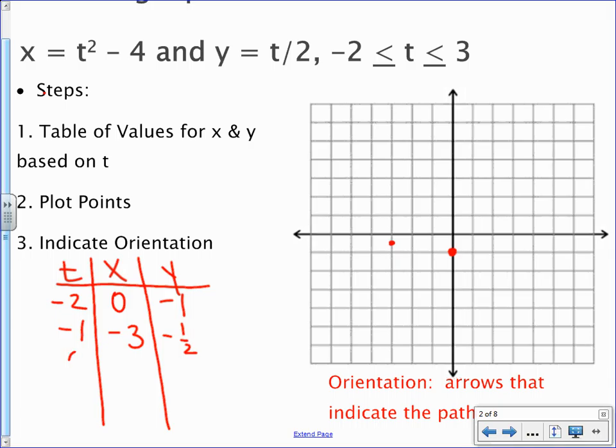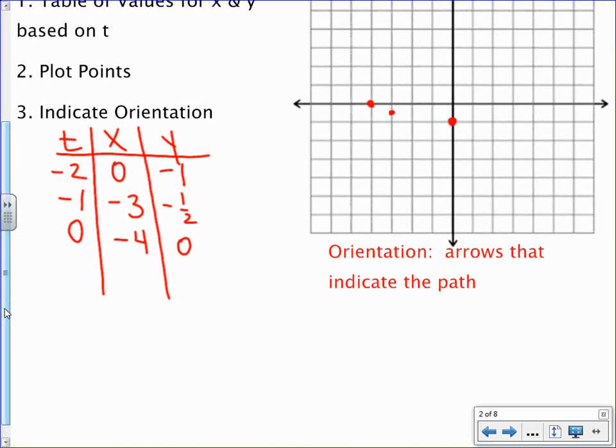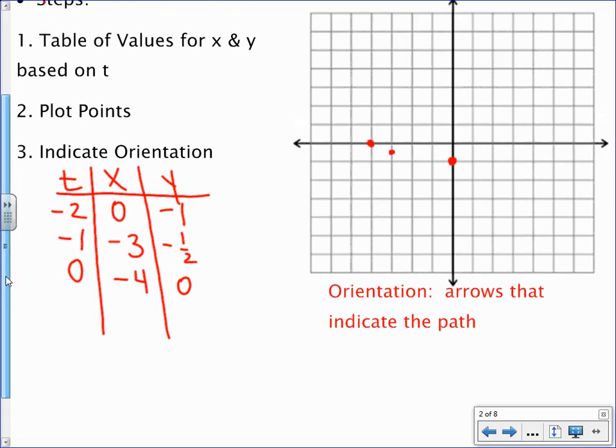Okay. Then we'll move to t is 0. When we plug 0 in for t, 0 squared minus 4, and 0 over 2. Now we'll move to t equals 1, and we have to go all the way to 3, correct? Okay. Pods 1 and 2, plug in 1 for t. Pods 3 and 4, plug in 2 for t. Pods 5 and 6, plug in 3 for t. We'll do some teamwork here.